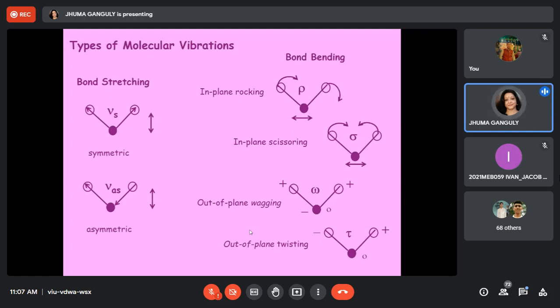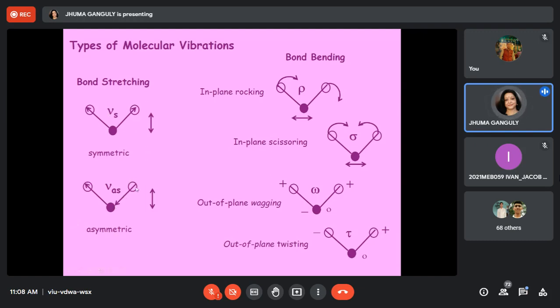Now, types of molecular vibration. Suppose you have an H2O molecule: oxygen and two hydrogens. How do they bend, what is their mode of vibration? Basically, from the right to left hand side, bond stretching, simple stretching. One atom is fixed and the other vibrates up and down. This is one thing, and this is symmetric. In another, one goes up while the other goes down, not in the same direction. So there is an asymmetric stretch.